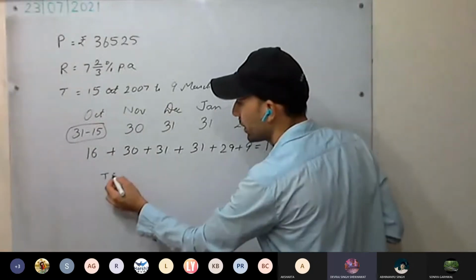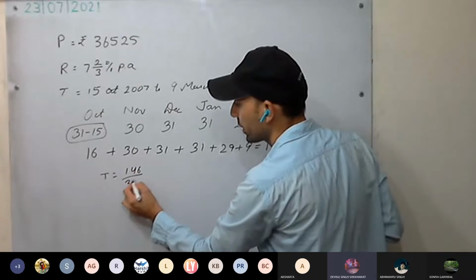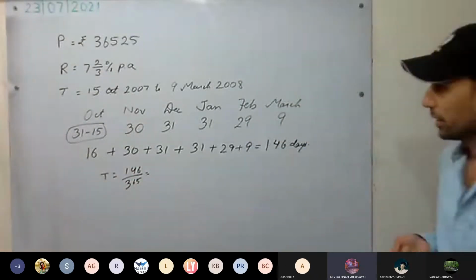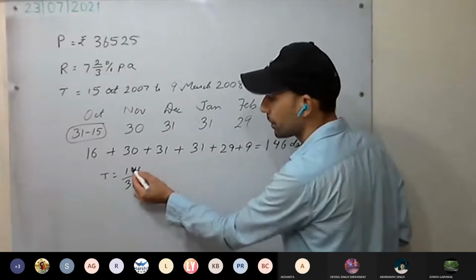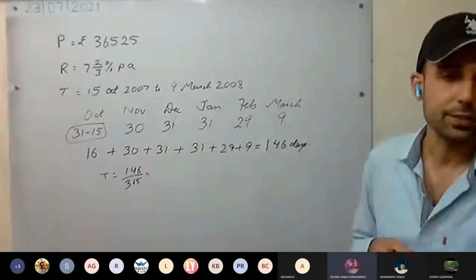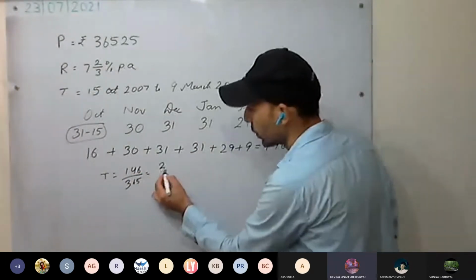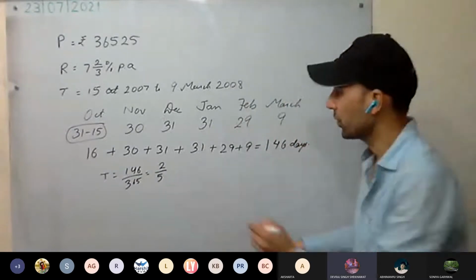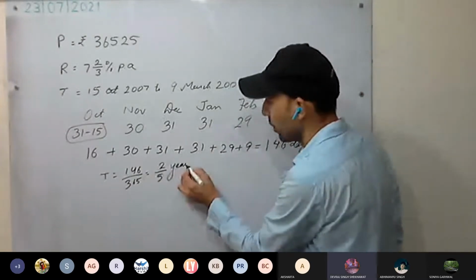Now convert them into years. So time will be 146 divided by 365. They are divisible by 73. How much will it be? 2 by 5. Okay, keep it like this only. 2/5 years.